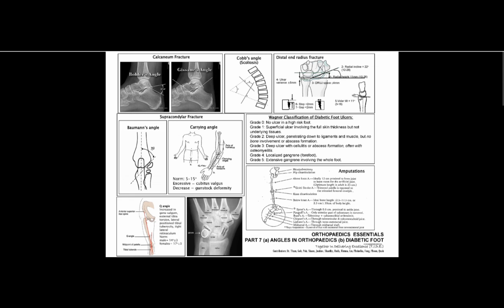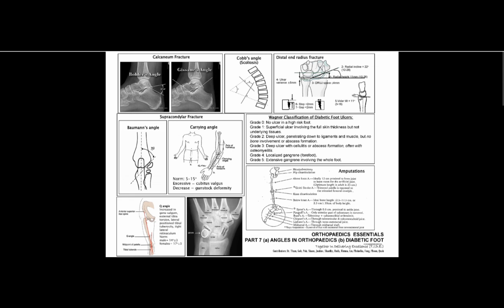Bowman's angle is linked with the supracondylar fracture. Carrying angle is also linked with the supracondylar fracture. Normally it is 5 to 15 degrees. Excessive is valgus and decreased is gunstock deformity. Then is Q angle. Q angle is in relation to genu valgum or varum. And then there are amputations.